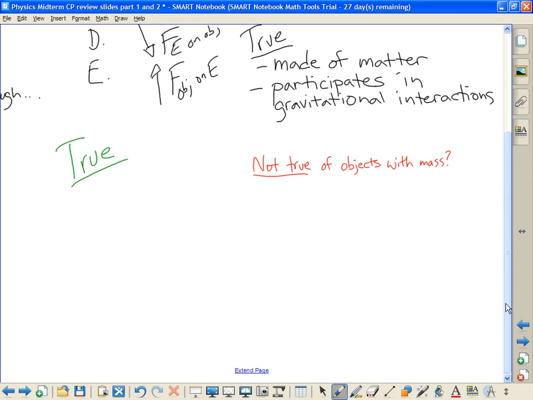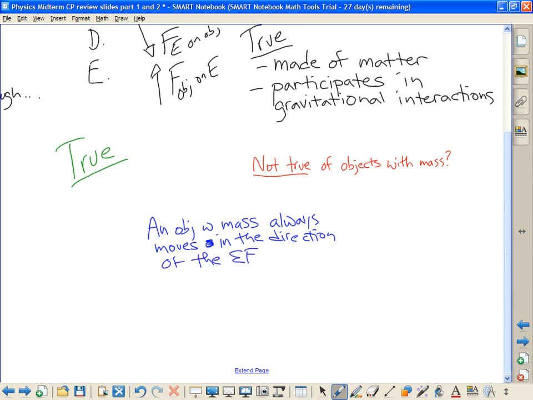Here's a statement. An object with mass always moves in the direction of the total force exerted on it by other objects. True column or false column? False. Good. What's your counterexample?